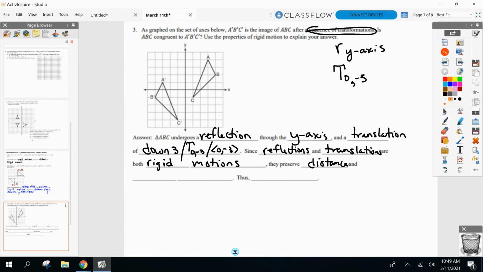It's pretty much the same wording, except for the very beginning, which is on you, which you have to find what you did. Distance and angle measure. Thus, triangle ABC is congruent to triangle A prime, B prime, C prime.